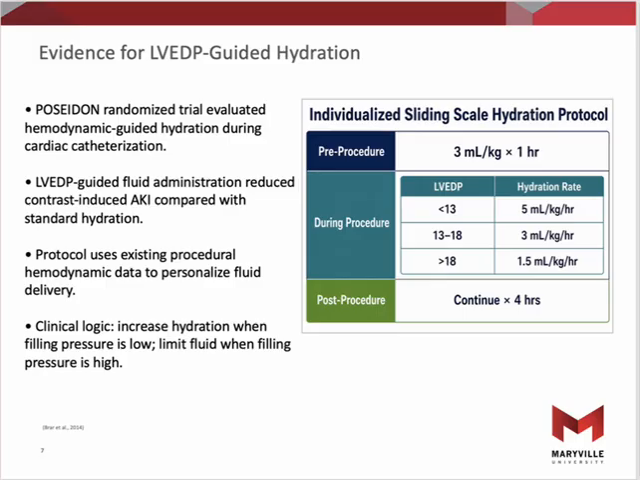And so the clinical logic behind it, which you can see on the chart, is you increase the hydration protocol when the filling pressures in the heart, your LVEDP, are low, and then you limit fluid when your pressures are too high, limiting it to only 1.5 mL per kilo per hour, 4 hours after, to flush all the contrast out.